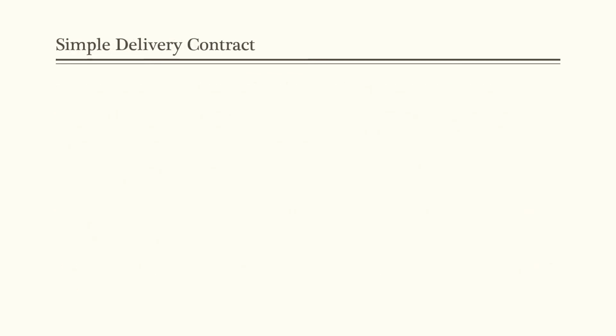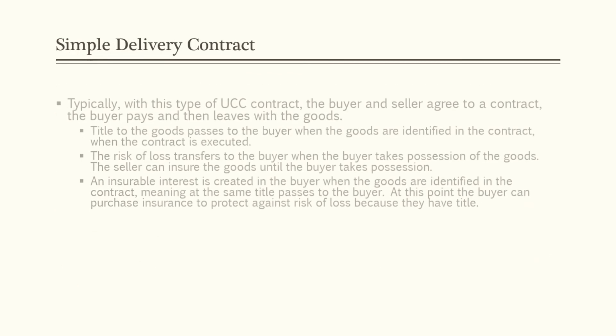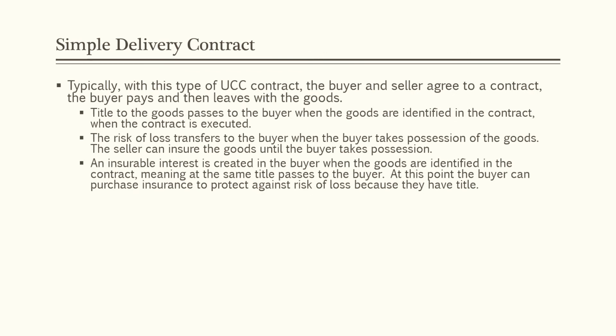First, we'll discuss a simple delivery contract. Typically, with this type of UCC contract, the buyer and the seller agree to a contract, the buyer pays, and then leaves with the goods. That's the most straightforward contract under the UCC. Title to the goods passes to the buyer when the goods are identified in the contract, when the contract is executed. The risk of loss transfers to the buyer when the buyer takes possession of the goods.